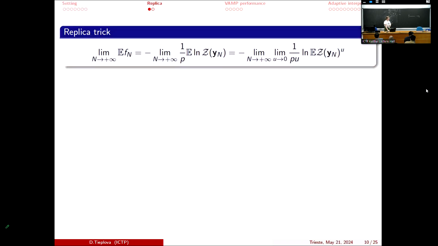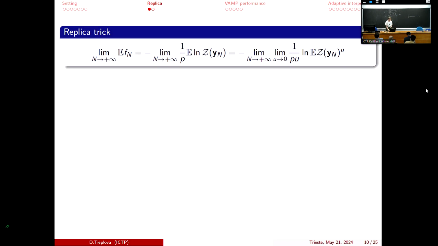Okay, so now let us pass to replica calculations. And as I said, it's a well-known method. It's used in many, many problems right now. So we decided, why not try it also for this model. The trick itself is very simple.